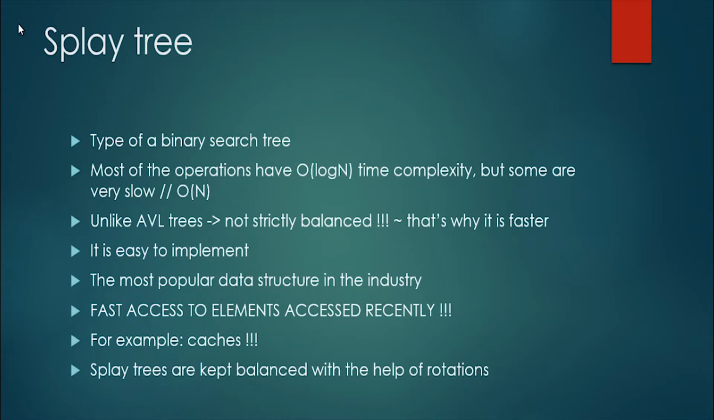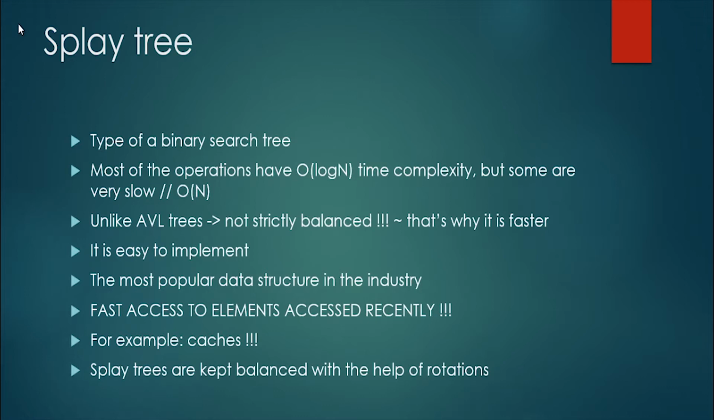And the Splay tree is a very popular data structure in the industry. It is a kind of binary search tree. Most of the operations have logarithmic time complexity, as for AVL trees or red-black trees, but some are very slow, even linear time complexity. Unlike AVL trees, a Splay tree is not strictly balanced, and that's why it is faster, because we don't have to bother with rebalancing it each time we insert or make any operation on it. And it is very easy to implement. So the most popular data structure in the industry, as I said earlier.